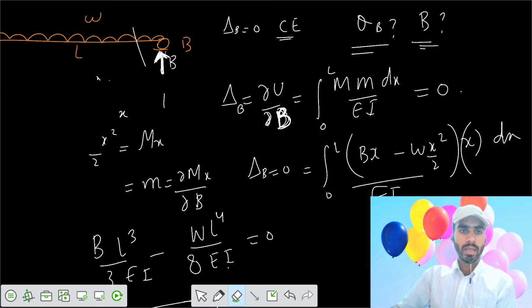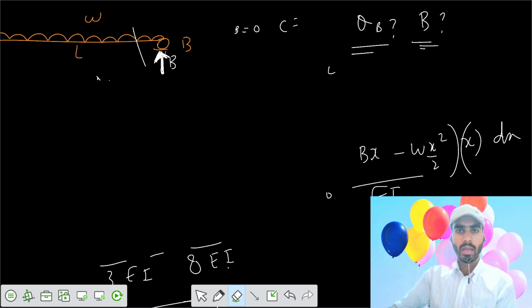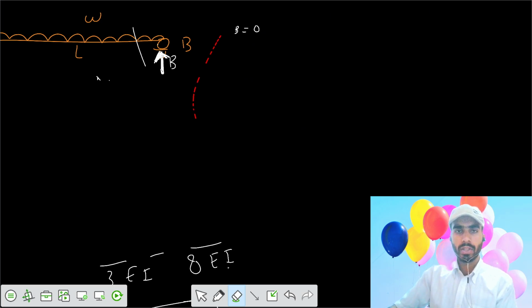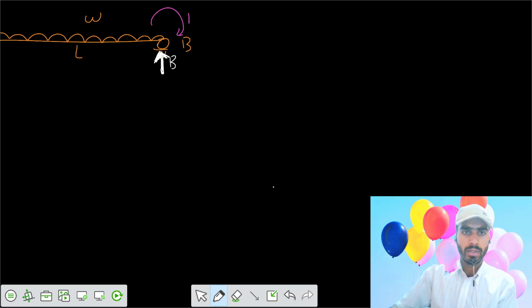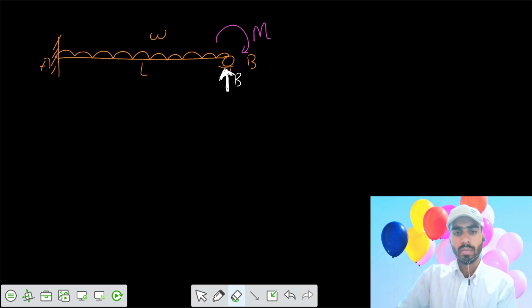Let's say for calculation of theta B, you apply a pseudo moment of m at B. Let's say apply a pseudo load of m at B. So we write the equation at any x. Say this is your Mx.